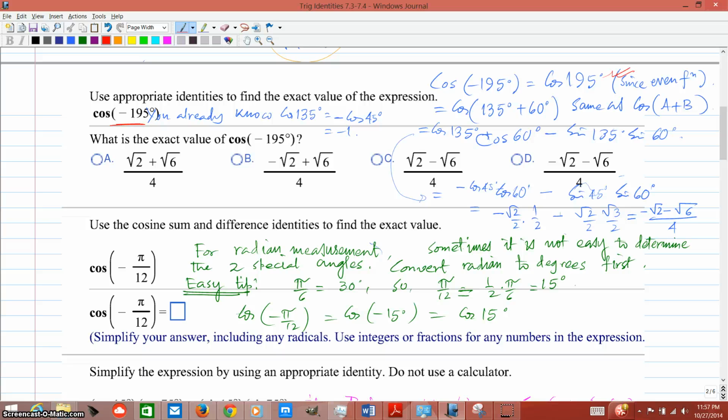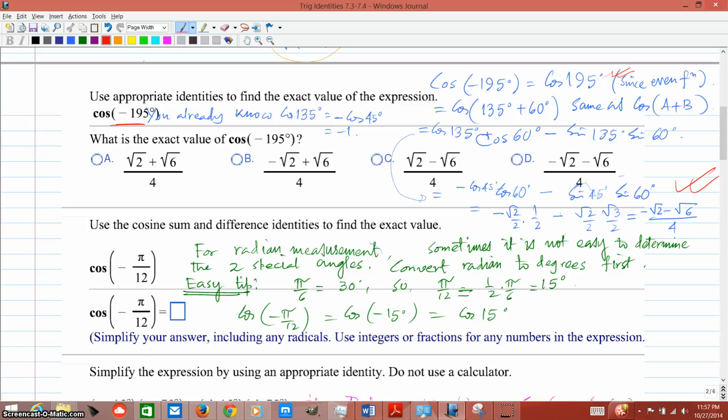It is written as the same as cosine of 195, and cosine of 195 can be written as sum of two angle measurements, which is 135 and 60, and then you would expand it just like your cosine of a plus b form, and it will have the special angles from the unit circle, so you can substitute the values and simplify and get the answer.